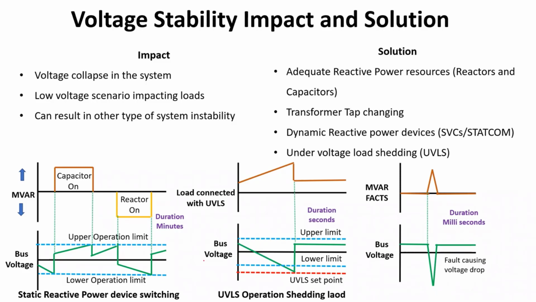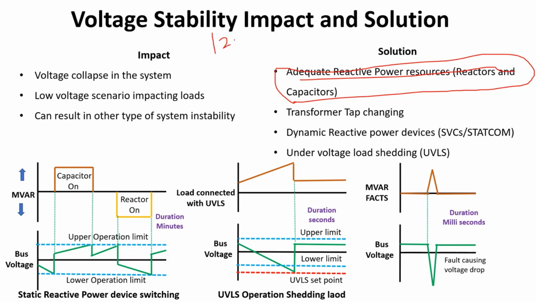So these are some of the solutions that are there. One is that you provide adequate reactors or capacitors. These are static devices, meaning a 120 MVAR reactor: if you switch it on, then 120 MVAR will come into the system directly. An 80 MVAR one, if you switch it on, 80 MVAR will come in. So these are static devices placed in the system.